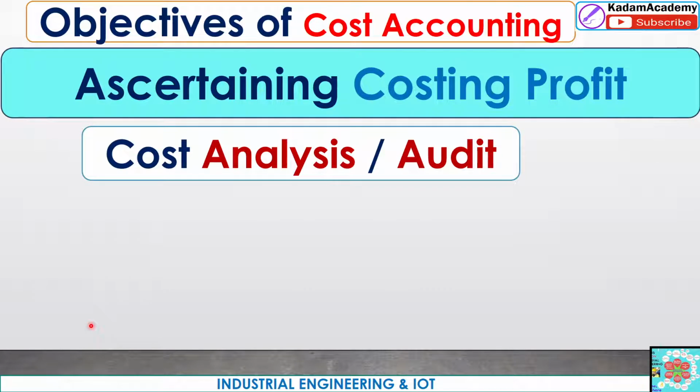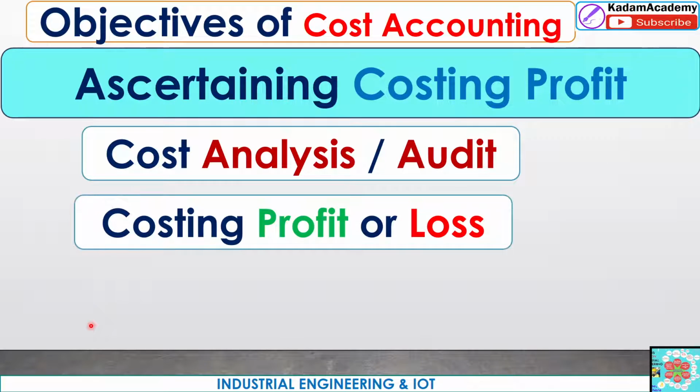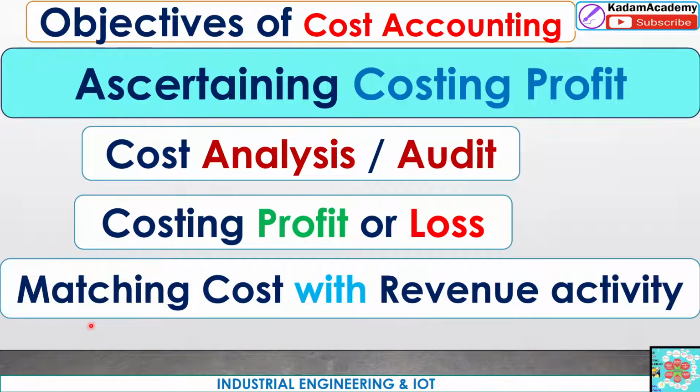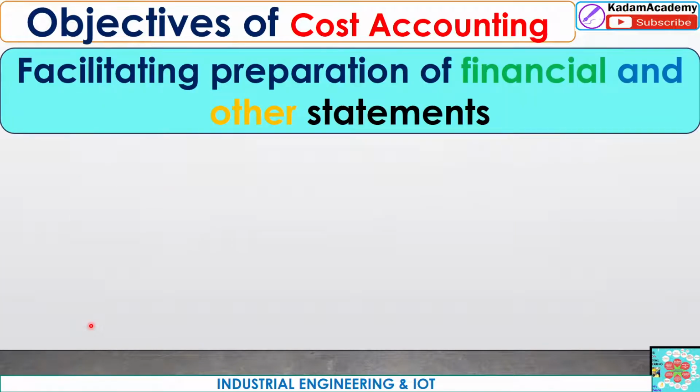Next will be ascertaining costing profit. Cost accounting helps in ascertaining the costing profit or loss for any activity on an objective basis, matching the cost with the revenue of the activity. Whatever the revenue of the activity, we match it with the cost. Next is the objective of facilitating the preparation of financial and other statements.